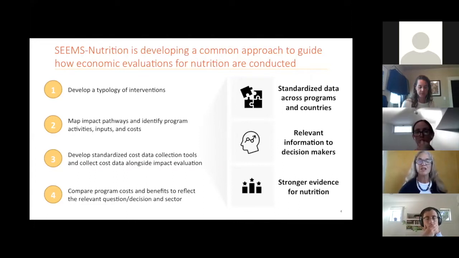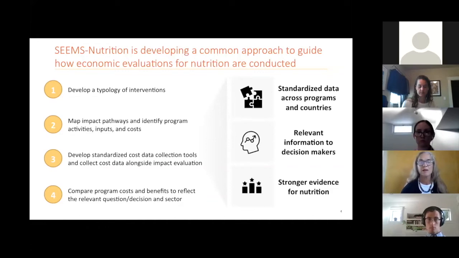In the second stage, we design our economic evaluation around program impact pathways, theories of change, or results frameworks. And when these describe the hypothetical benefits or outcomes of a program, this allows us to articulate the activities, inputs, and costs along a program impact pathway. In the third stage, we then adapt generic tools to collect data alongside the impact evaluation. And as a fourth step, we would then compare the costs and benefits to reflect the relevant decision question.